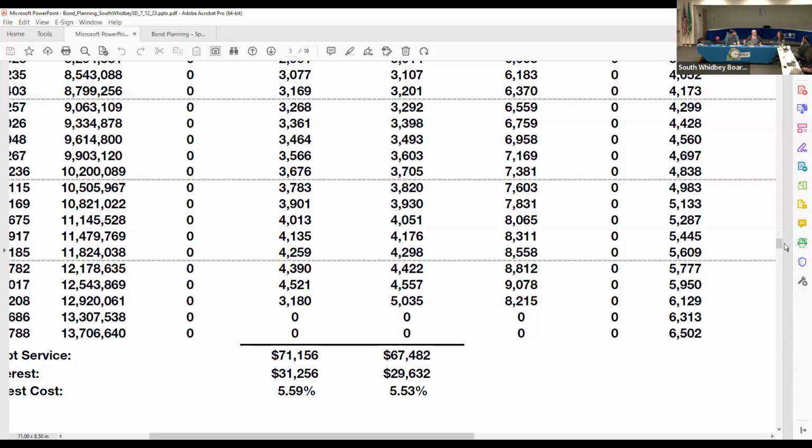I think the third scenario that we could consider is running the 60 now and then the 20 later.